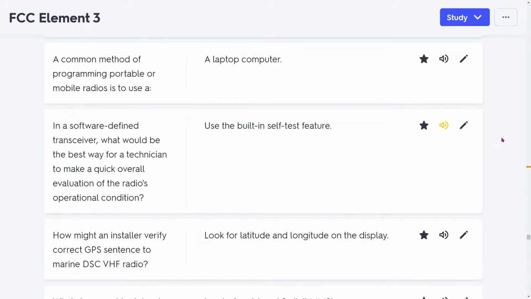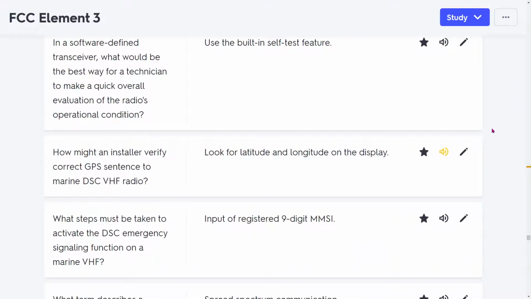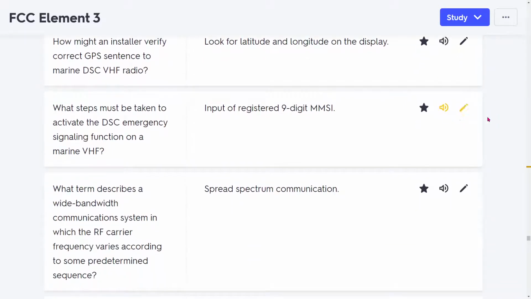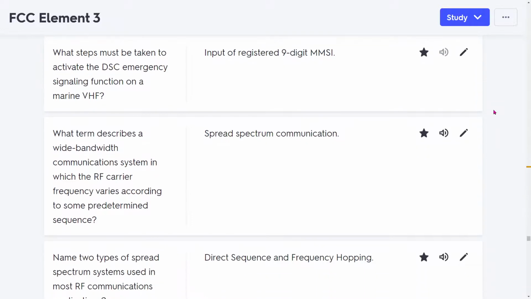In a software-defined transceiver, what would be the best way for a technician to make a quick overall evaluation of the radio's operational condition? Use the built-in self-test feature. How might an installer verify correct GPS sentence to marine DSC VHF radio? Look for latitude and longitude on the display. What steps must be taken to activate the DSC emergency signaling function on a marine VHF? Input of registered 9-digit MMSI.